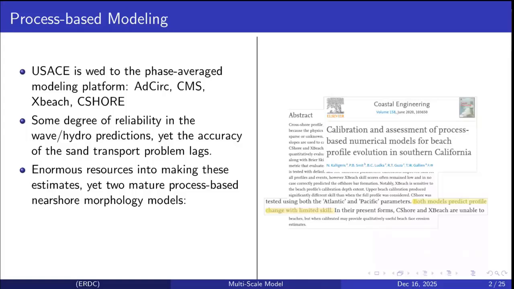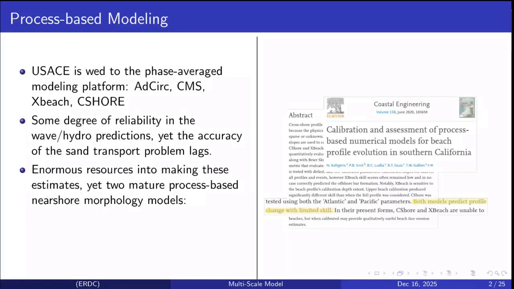So Battjes and Janssen, now 45 or 50 years ago, more or less laid out the random distribution of waves and their breaking parameters throughout the surf zone. And those reached some level of accuracy. But when it comes to the sand transport problem, the accuracy lags. And we put a great deal of resources into making these estimates and making the sediment transport more reliable.